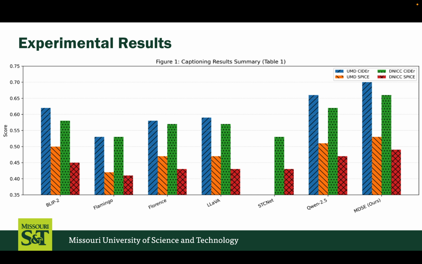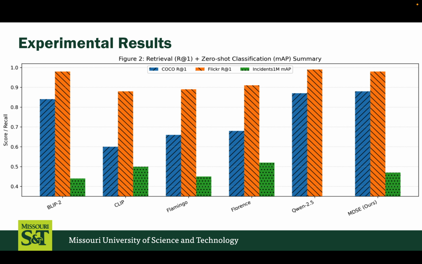On captioning evaluation, MDSE achieves the best scores on UMD and the Chinese news dataset among the baselines we tested, showing that these design choices help in difficult degraded scenes. On underground mine disaster, MDSE achieves about 70% CIDEr and 53% SPICE scores, outperforming strong baselines including BLIP 2.5. We also test generalization via image-text retrieval on COCO captions. MDSE reaches a retrieval score at 1 of about 88%, and on Flickr30K it reaches about 98%. Also, on the INCIDENTS1M dataset it reaches the highest mean average precision against all baselines.